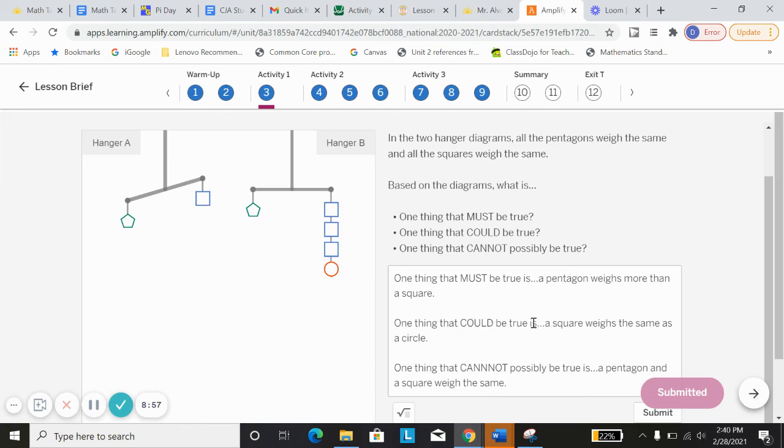For something that could be true, I said a square weighs the same as a circle. I don't know. There's really no way to prove it right now because they're on the same side. And I don't have numbers. One thing I said cannot possibly be true is a pentagon and a square weigh the same. And I know that again from this one, right? Because this tells me a lot. This is kind of hard to tell, but this tells me a lot that these can't be the same. If they weighed the same, then they would be even like this. But this is unbalanced, therefore these do not weigh the same. I know that for a fact.